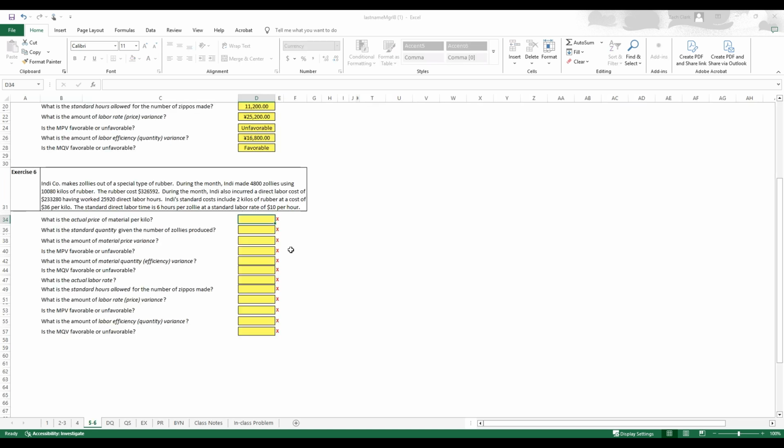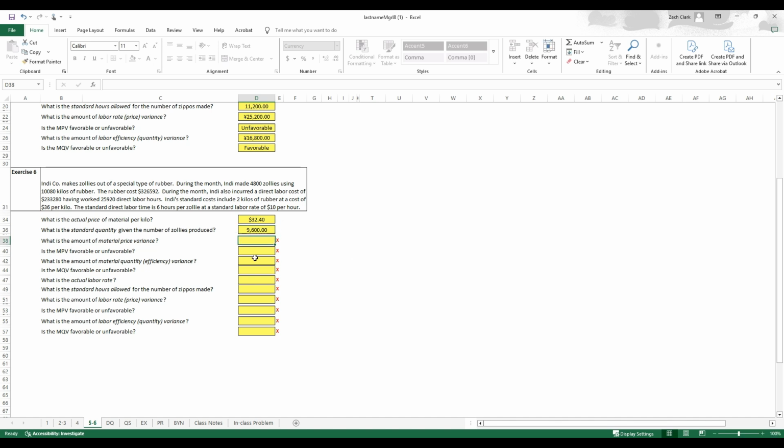Okay, here we are back into the input screen, and let's go ahead and put the answers off of our calculations. So the actual price of material came out to $32.40. Cool. Okay, we got that one right. What's the standard quantity? The standard quantity would have been 9,600 kilos.